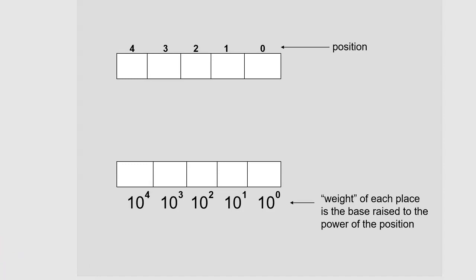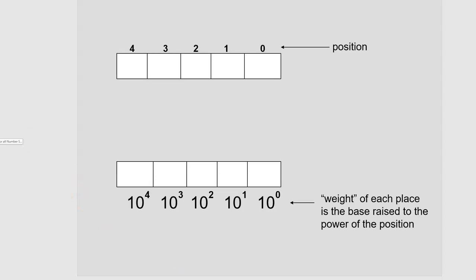Well, we don't really call it place value here. We say that each one of these positions has a weight. Each one has a weight. So this has a weight of 1. This has a weight of 10. This has a weight of 100, and so forth. So think about weights.